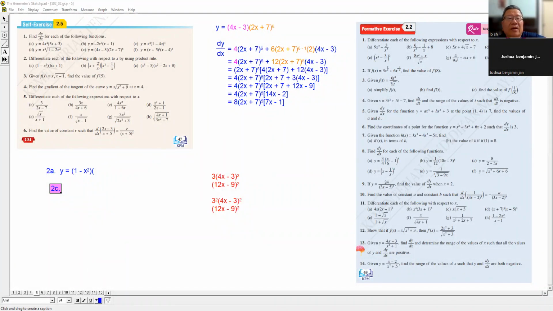Okay. Differentiate this one. Keep this. This is correct. Then you differentiate this, 3x squared. You keep this. Then this one come from where?